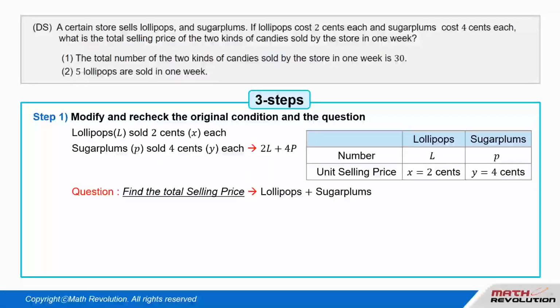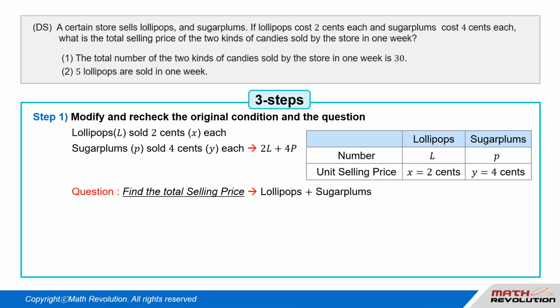Follow the first step of the variable approach by modifying and rechecking the original condition in the question. This is a typical 2 by 2 question, which frequently appears on the GMAT. We will set up a 2 by 2 table like the one shown below, so we can take the number of the lollipops and sugar plums as L and P respectively, and they are sold at 2 and 4 cents each. So the solution is 2 times L plus 4 times P.